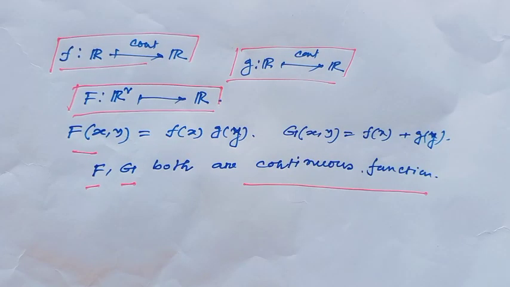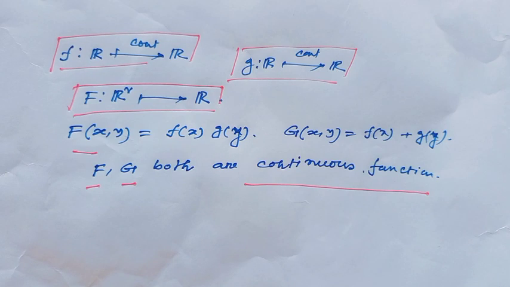Now I will try to prove capital F is a continuous function by sequences, and I will leave G for my viewers to solve: how G is a continuous function. If you understand how capital F is a continuous function, then you will understand in a better way how capital G is a continuous function. So just pay attention.